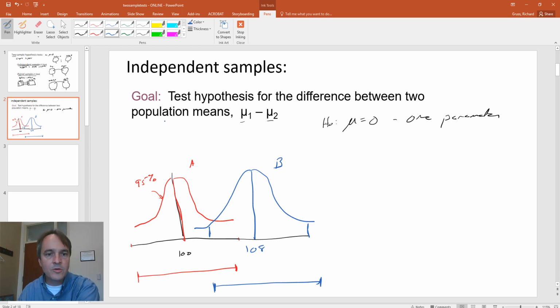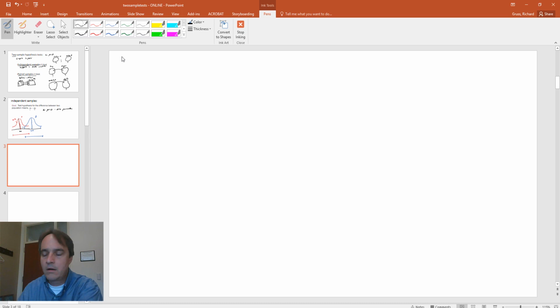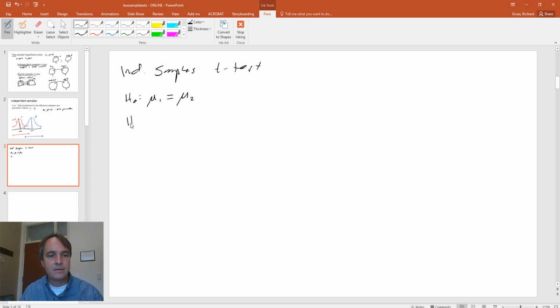Okay, so we have these two populations with their own means, and we want to test if there's a significant difference between them. Okay, so our null hypothesis. So remember, we always start off with a null hypothesis. So a null hypothesis with an independent samples t-test. So we're going to have a number of possibilities. So it could be that we are hypothesizing that the mean of both populations is the same, okay? Which would mean that the alternative would be that they are not the same.